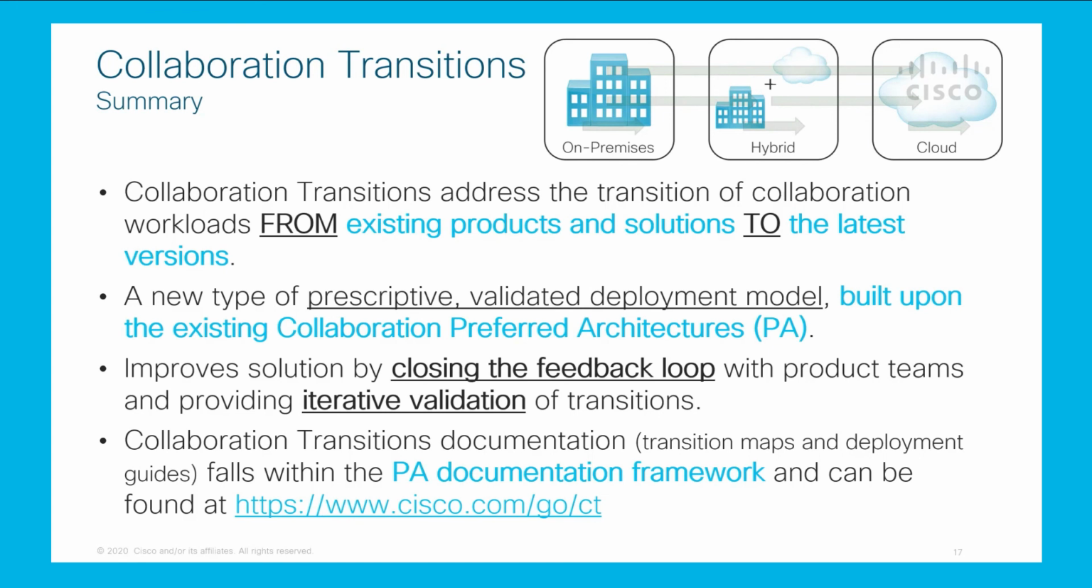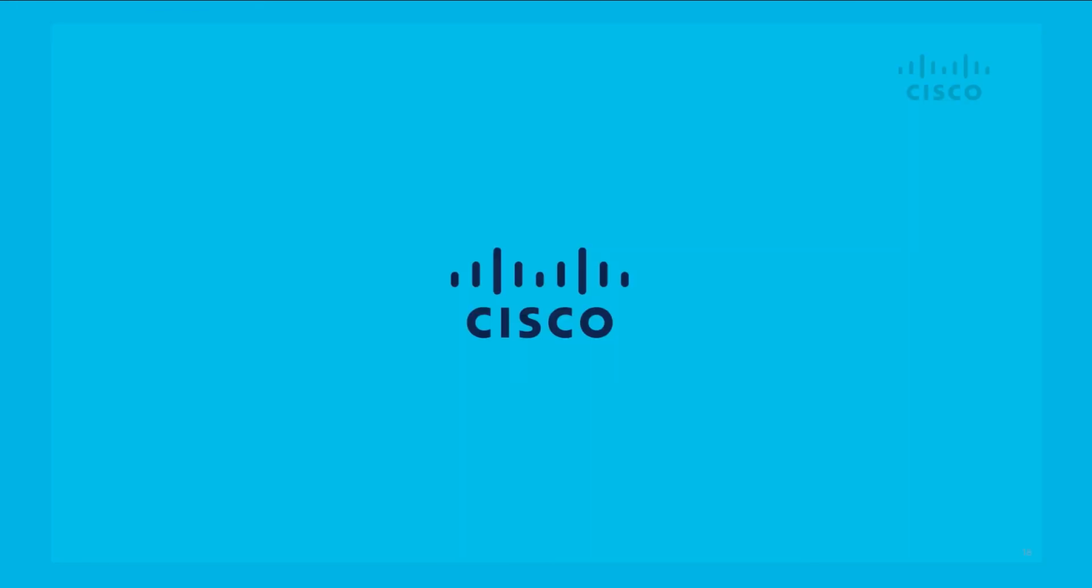And finally, the collaboration transitions documentation, the transition maps and deployment guides are part of the PA documentation framework and can be found on the Collaboration Transitions program landing page at www.cisco.com/go/CT for collaboration transitions. This concludes the Collaboration Transitions introduction.